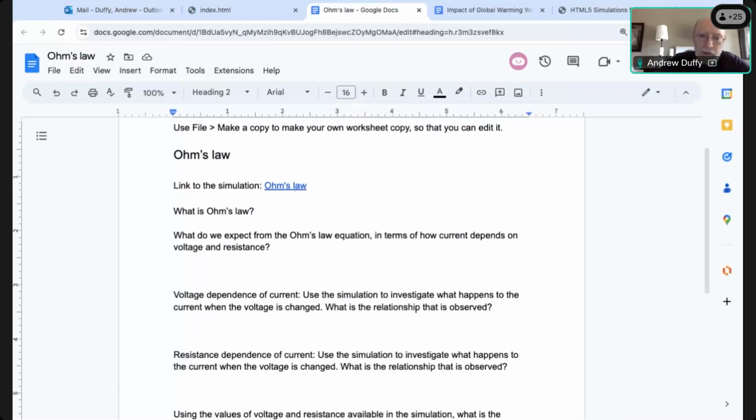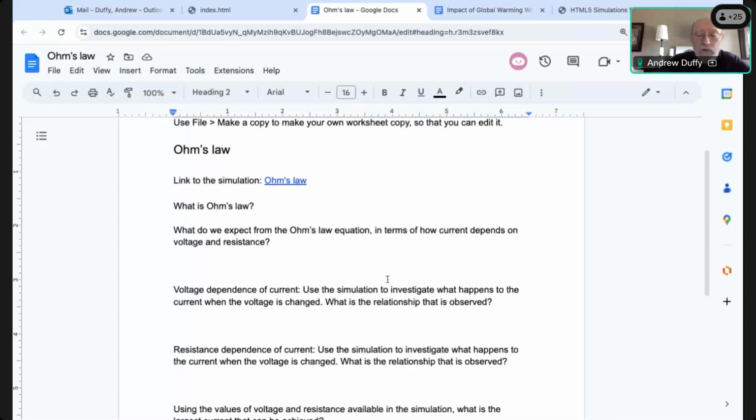themselves. And there's some guidance here. And of course, we probably would have introduced some things about Ohm's law before we got to this worksheet. But that's how most of the time we use them in class. So with the Google Docs, they're designed for the students to use working together in small groups along with the simulation.